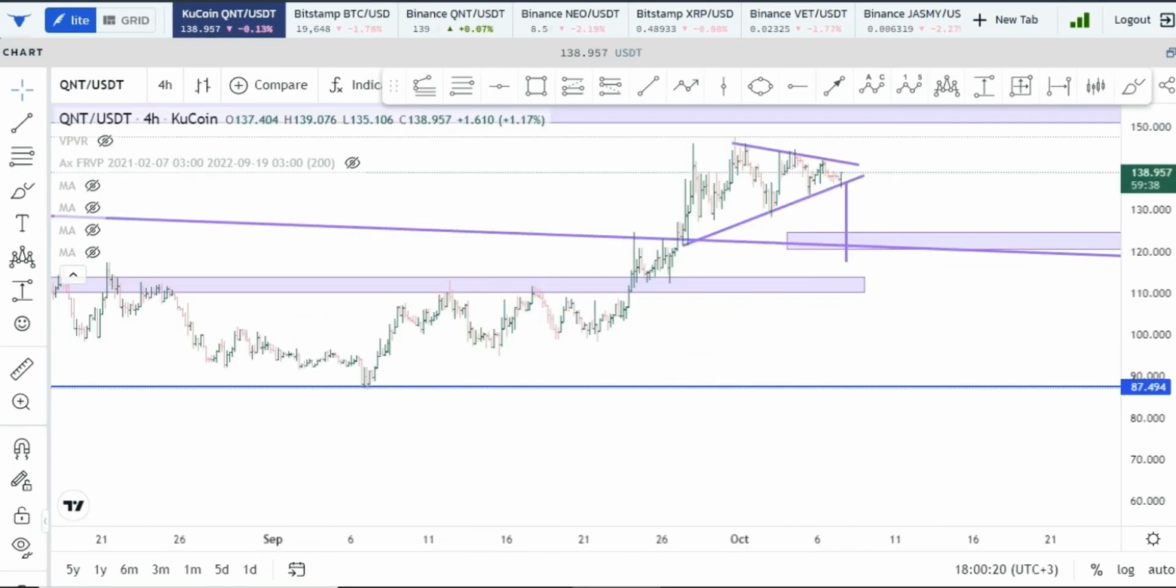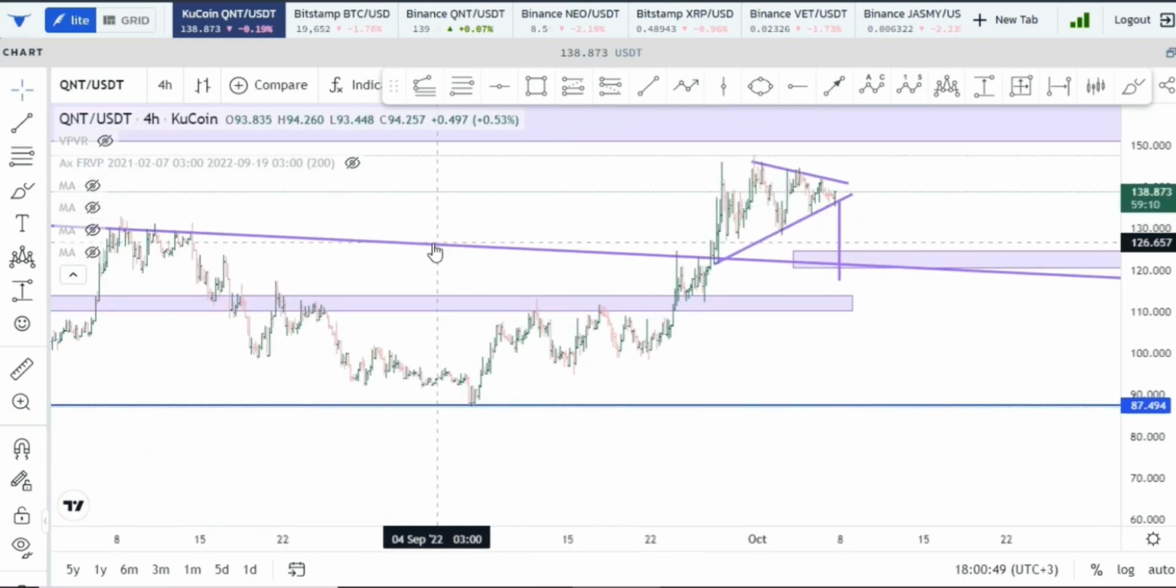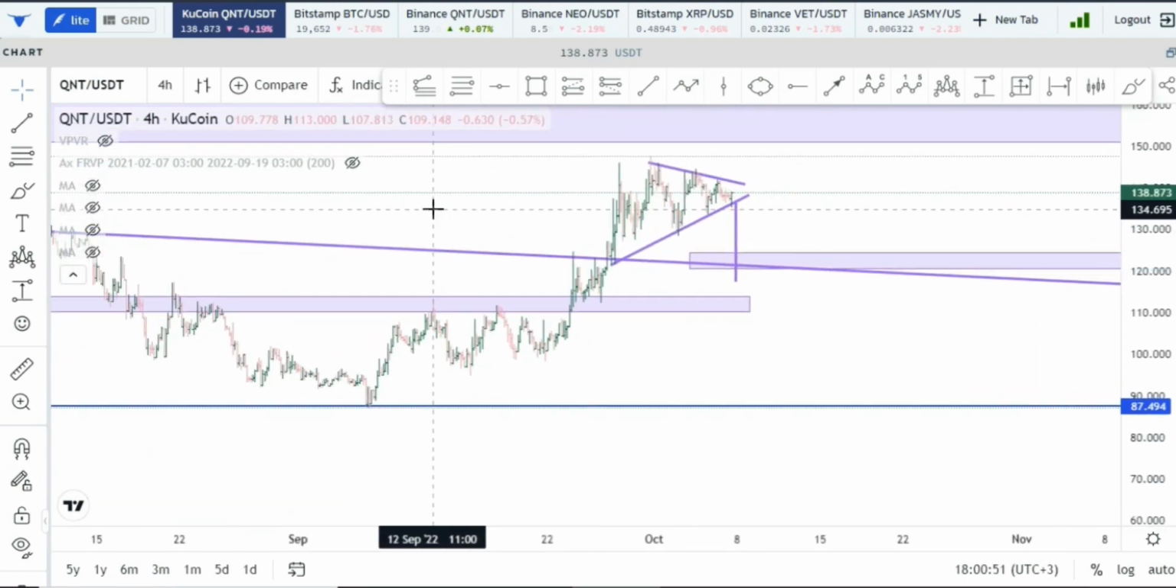So we're going back to the symmetrical triangle in the unlikely scenario, at least in my own opinion, that we break to the downside right here. We'll be looking at support levels before we even reach the price target. That's something like $125 up until $120. At the same time, you can actually see we are in confluence with that downward sloping support right here, coming up with the neckline of the bigger inverse head and shoulders pattern.